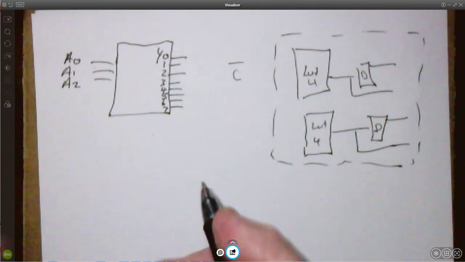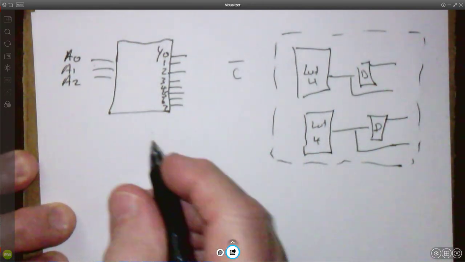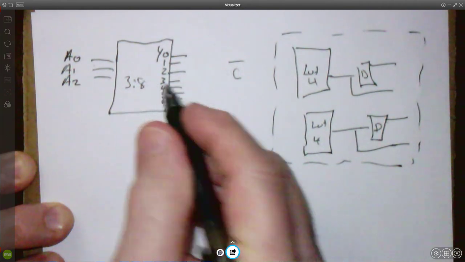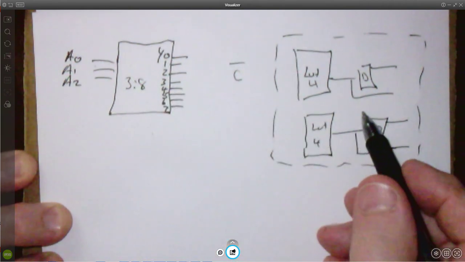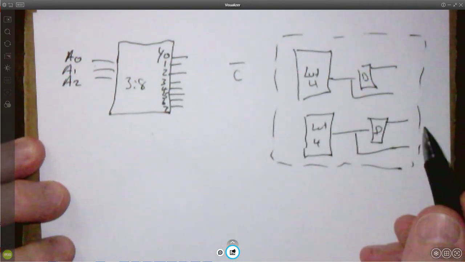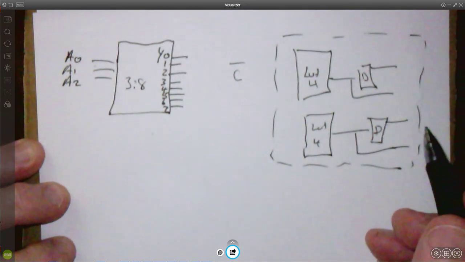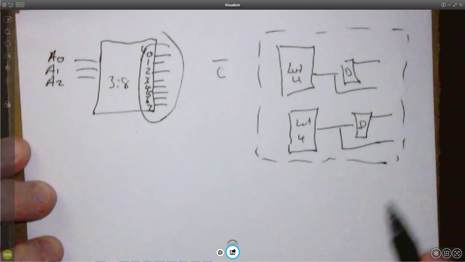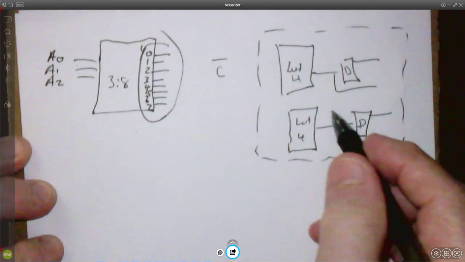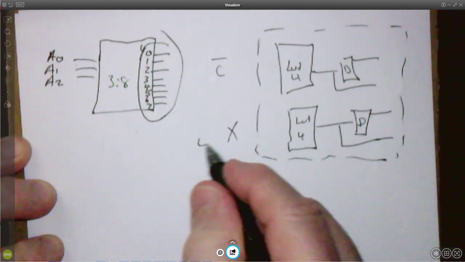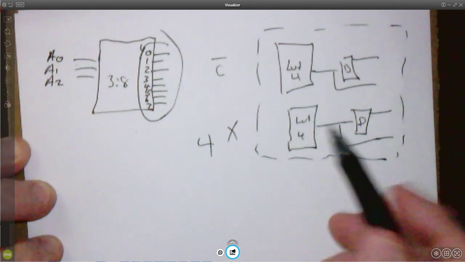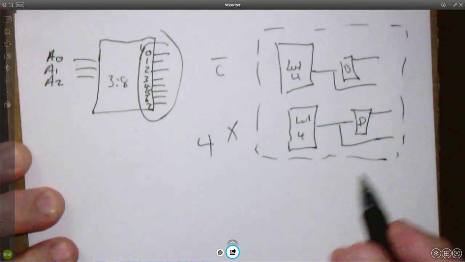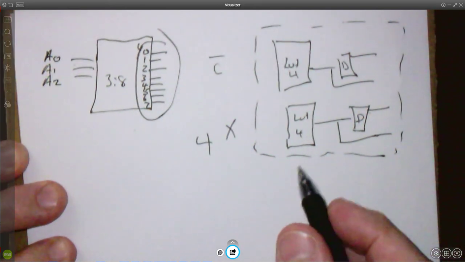Okay, so here's a little drawing. So we have, this is our 3-to-8 decoder. And here's our logic block. So how many of these is it going to take? Well, it's actually pretty easy to figure this out. First, you have to have eight outputs. So you're going to have to have four of these blocks, or you're going to have eight LUT4s. Because you have to have eight outputs, that's clear. And once you get that, then it's pretty easy to hook them up.